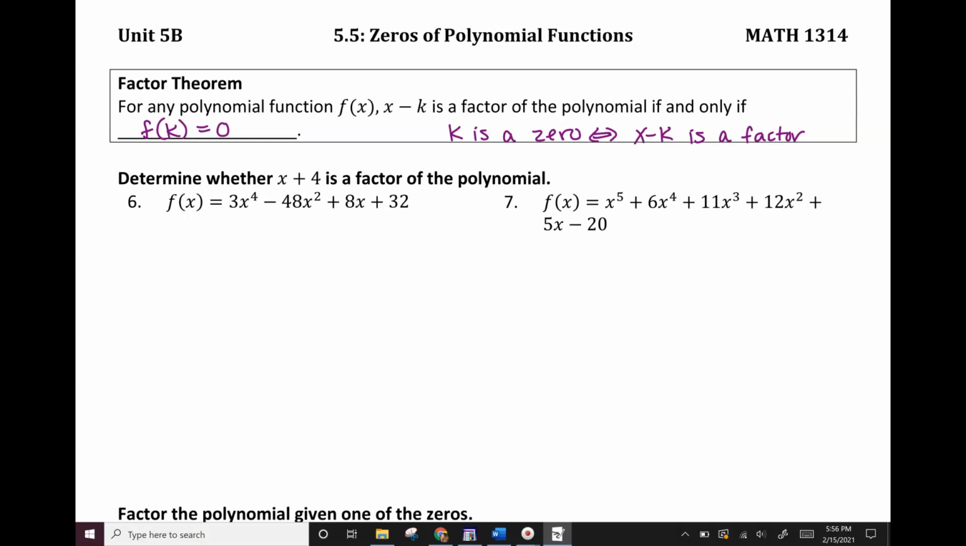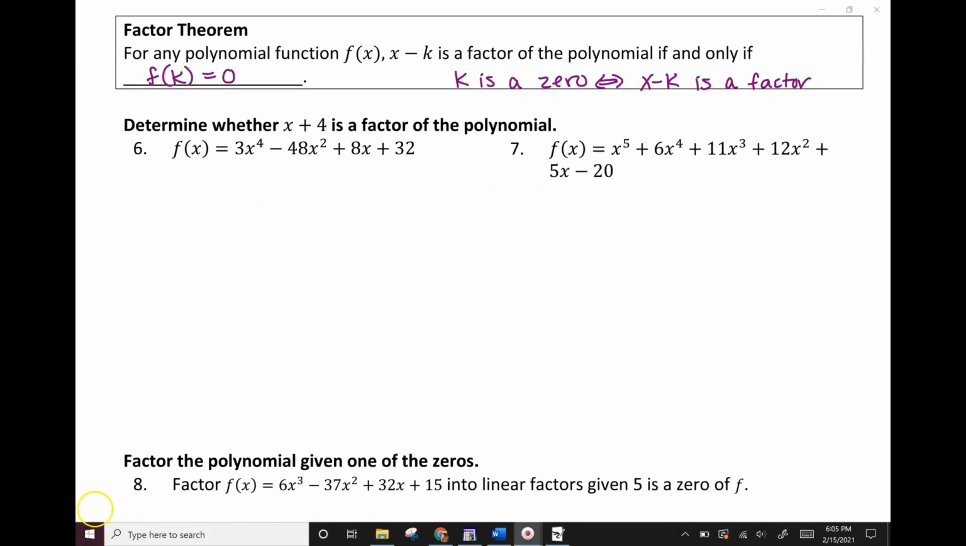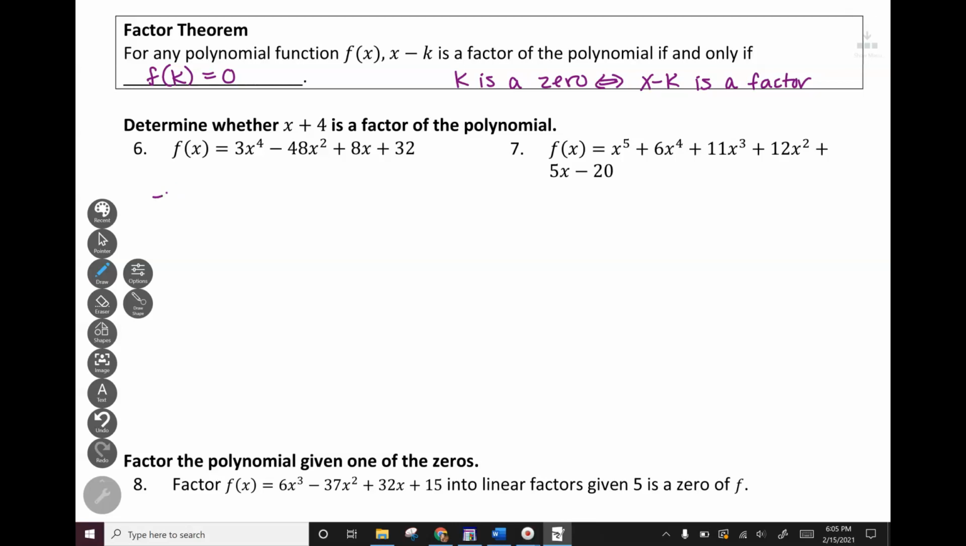And so let's see how this plays out in number 6. We're determining whether x plus 4 is a factor of the polynomial. So we're going to put -4 in the box, but we're dividing by x plus 4. We list out our coefficients. Don't forget to insert a 0 there. Go ahead and do the synthetic division here.